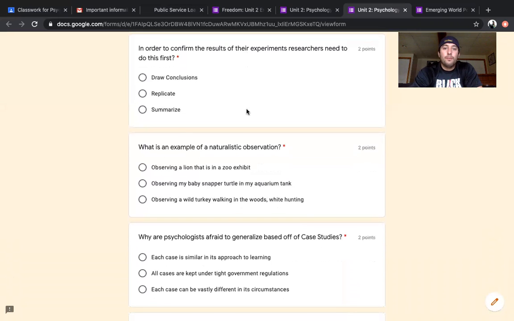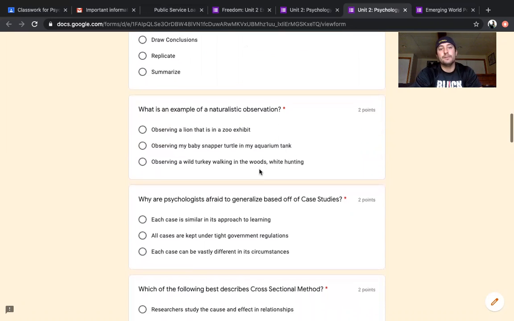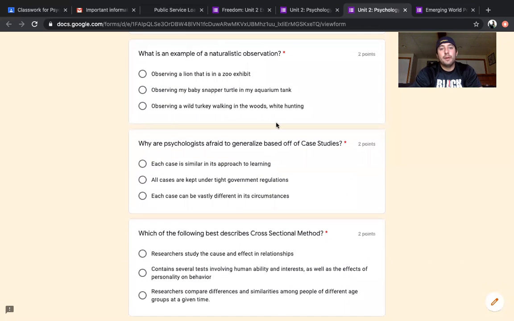In order to confirm the results of their experiments, researchers need to do this first. Replicate. What is an example of a naturalistic observation? Observing a wild turkey walking in the woods while hunting. I need to fix that for you. So yes, while hunting. Obviously it's not a lion in a zoo. That's not its natural habitat. And my baby snapper turtle in the aquarium tank, not in its natural habitat.